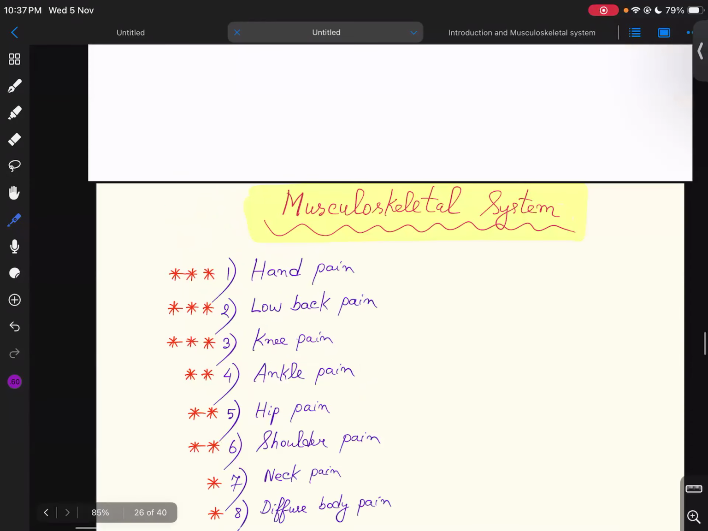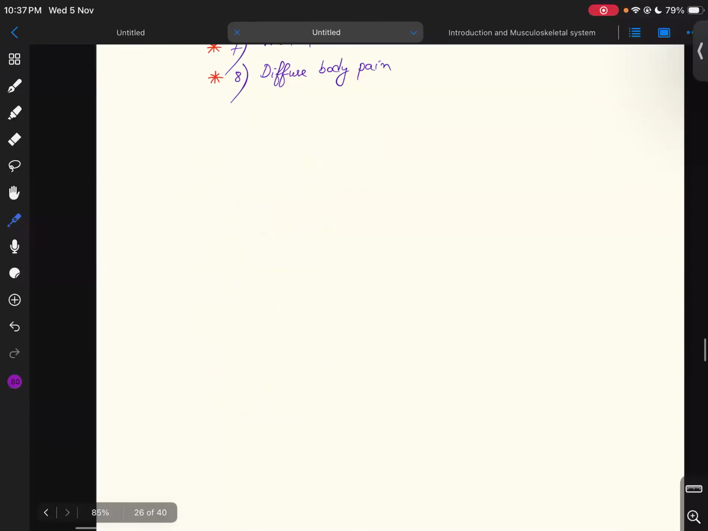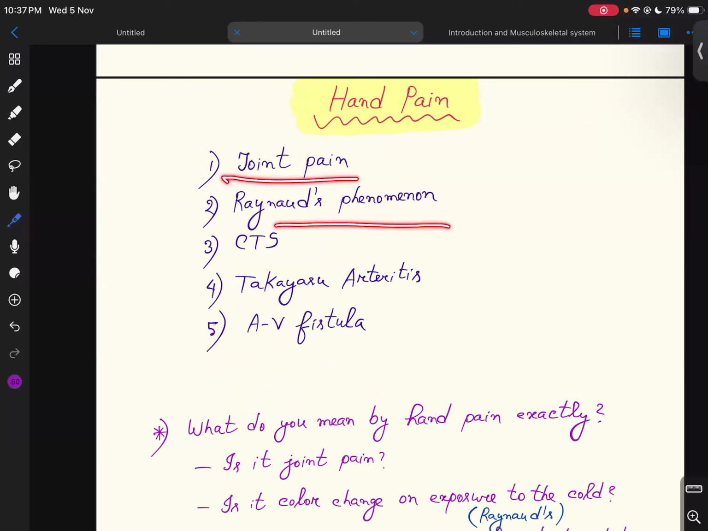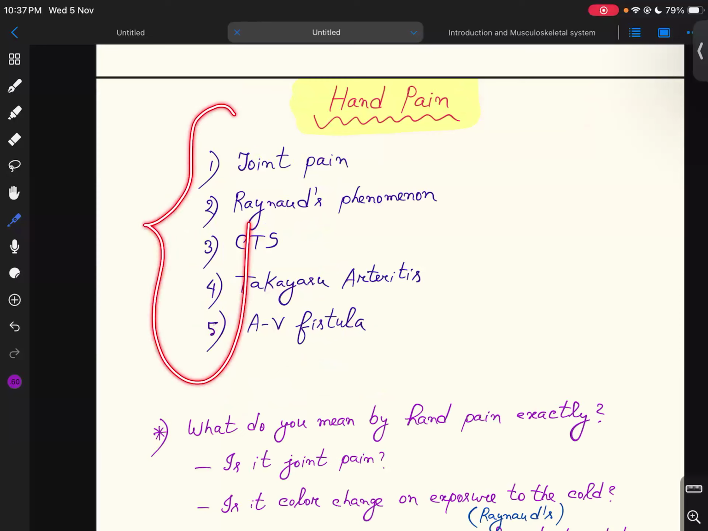So our first prompt will be the hand pain. So in the PACES exam, basically hand pains come over 5 differential diagnoses. That is joint pain, Raynaud's phenomenon, or carpal tunnel syndrome, or Takayasu arteritis, or AV fistula. Apart from these 5 things, never ever any joint pain has come and will come.